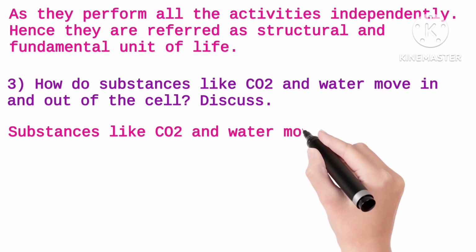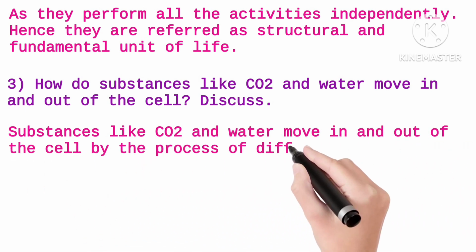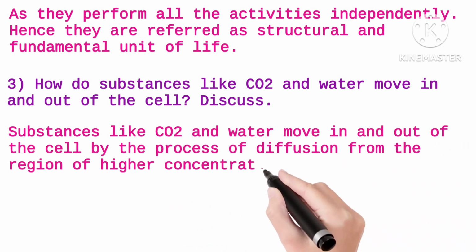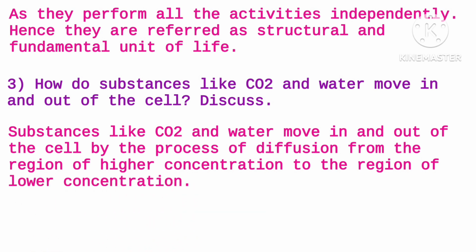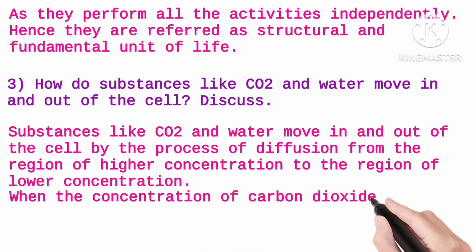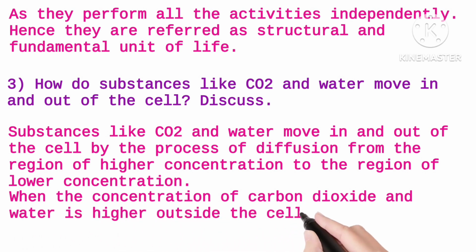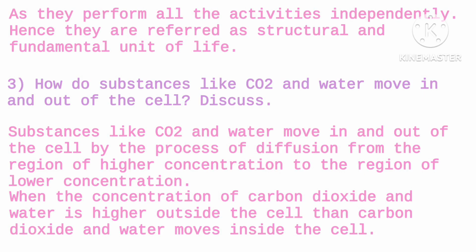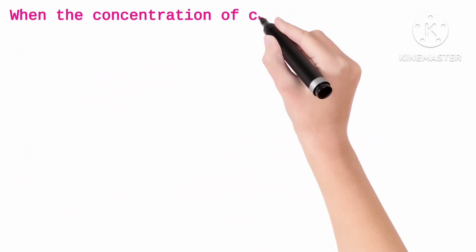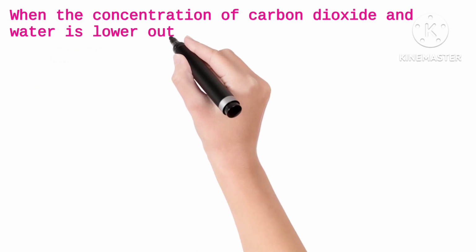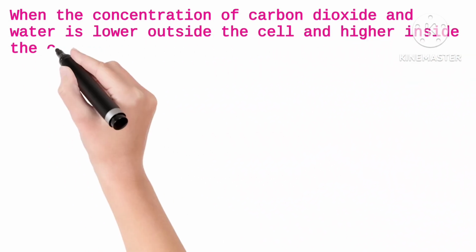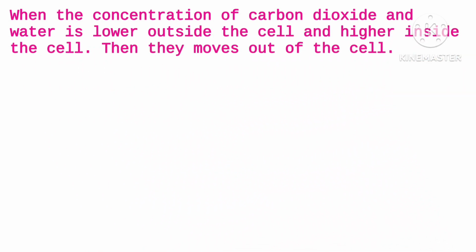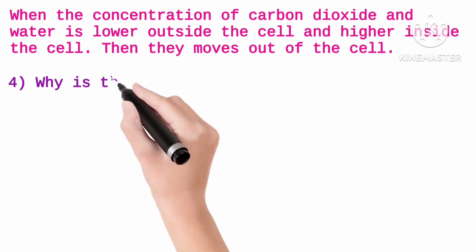How do substances like carbon dioxide and water move in and out of the cell? Discuss. Substances like carbon dioxide and water move in and out of the cell by the process of diffusion, from the region of higher concentration to the region of lower concentration. When the concentration of carbon dioxide and water is higher outside the cell, then carbon dioxide and water move inside the cell. When the concentration of carbon dioxide and water is lower outside the cell and higher inside the cell, then they move out of the cell.